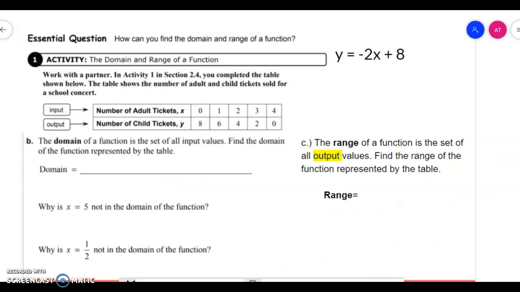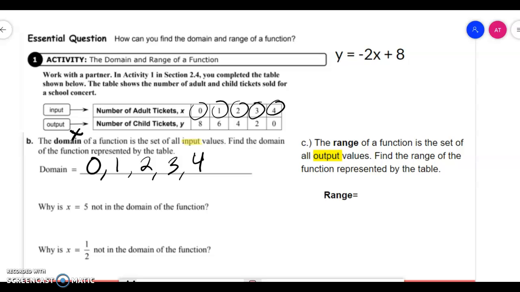So part B says the domain of a function is the set of all input values. So all of my domain is going to be my input values, which is x. So if we're going to find the domain of the function represented by the table, what we're going to do is write out all of our domain values. So since it's the input values, I can look here and see that 0 is part of the domain, 1 is, 2, 3, and 4. Those are all my domain values.